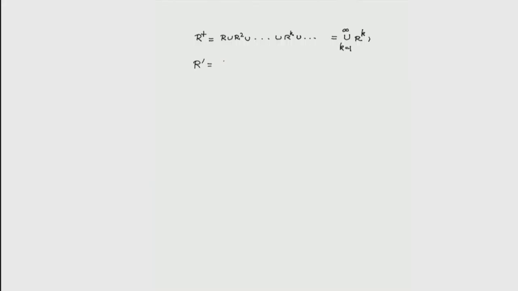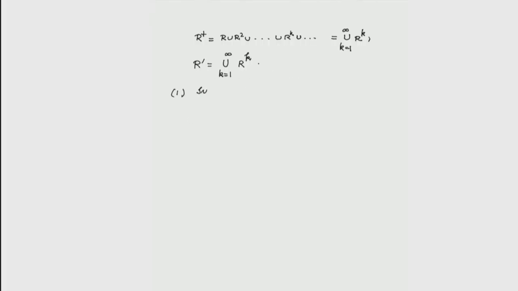Now, the result that we are going to prove here is R plus, that is the transitive closure of R, is the same as R union R square union and so on up to R k, but we do not stop here, we keep on going. So, I just keep on taking powers of R and add in the union, and the totality that we get is R plus, that is what we claim here. So, I can in a compact notation write this as the union over k equal to 1 to infinity of R raised to the power k.